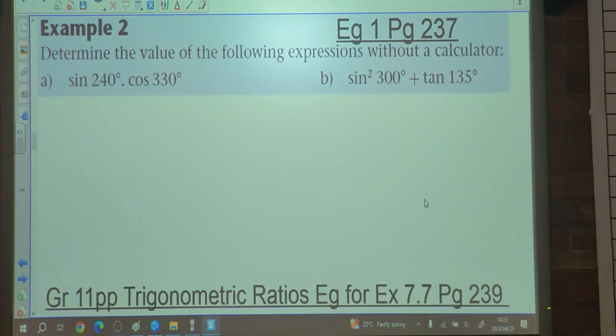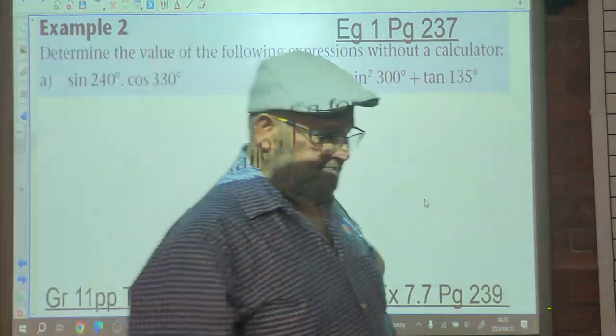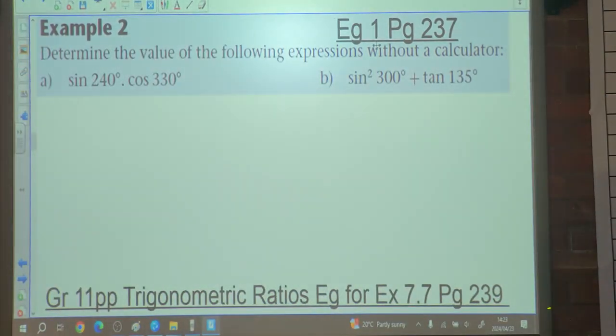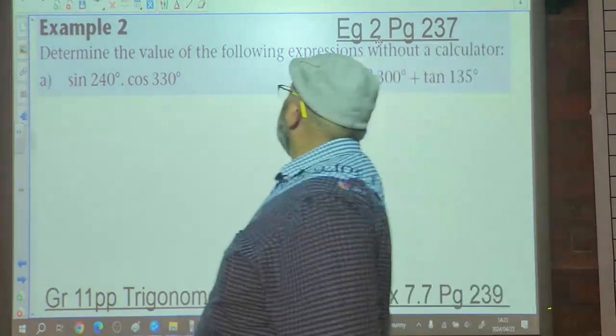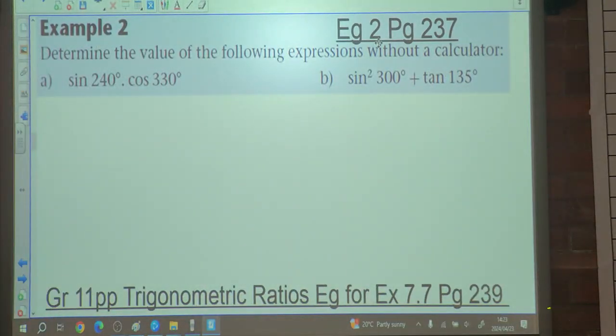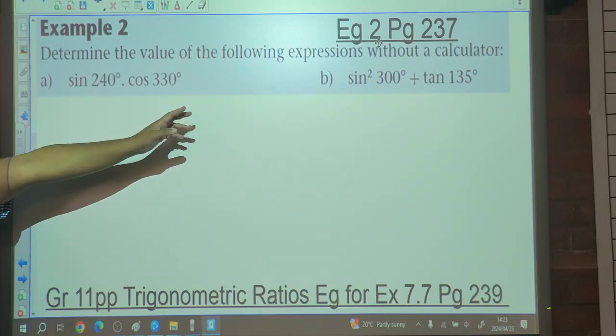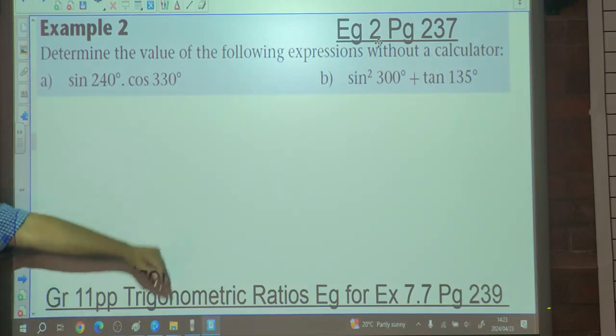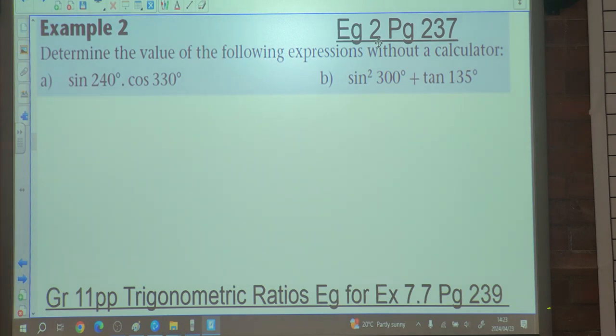Thanks a lot. Okay, people, example 2. Example 2 is on page 437. Thanks, Zara. Determine the value of the following expression without a calculator. People, you all agree I can type this in the calculator and get the answer out. Then how many marks out of 4 do you think I'm going to get? 0. Okay, you'll get no marks because you're not following the rules of the game, the instructions.